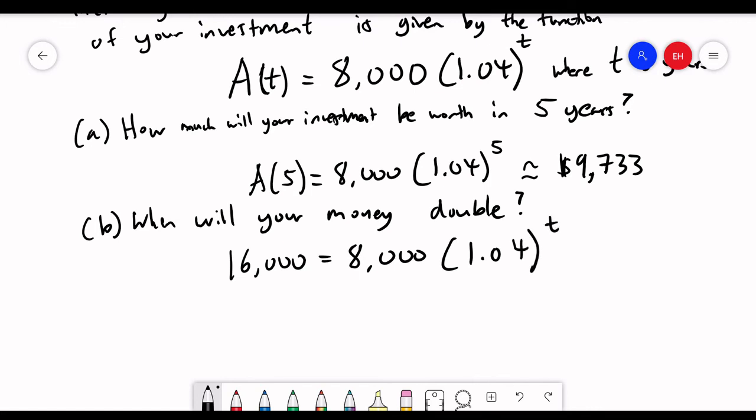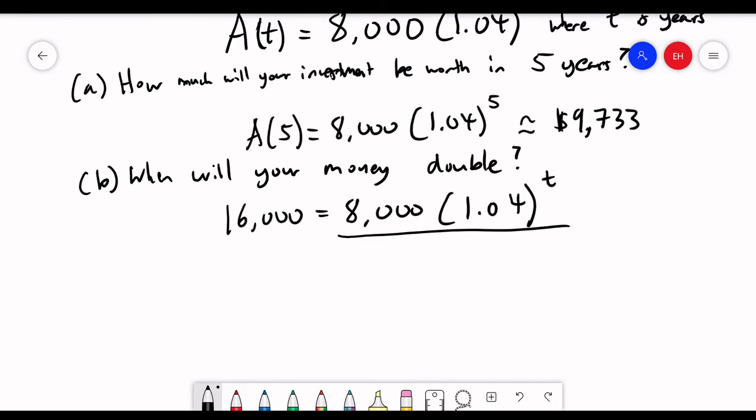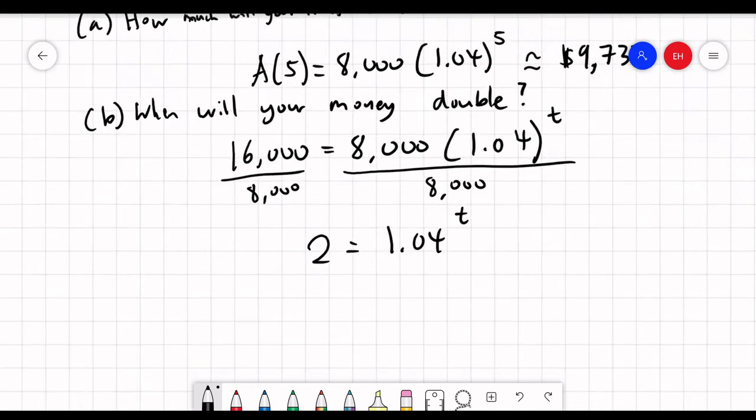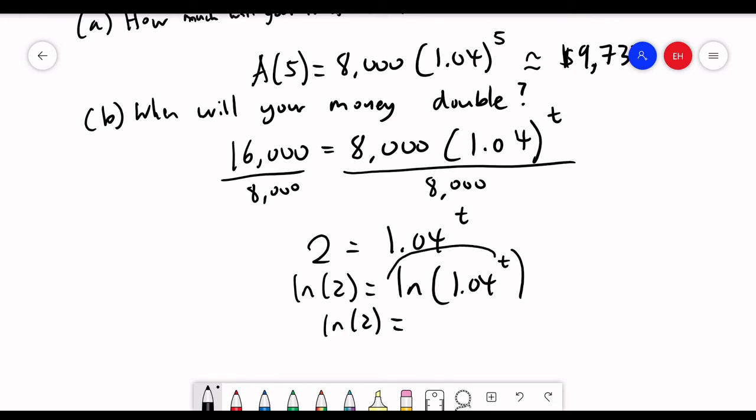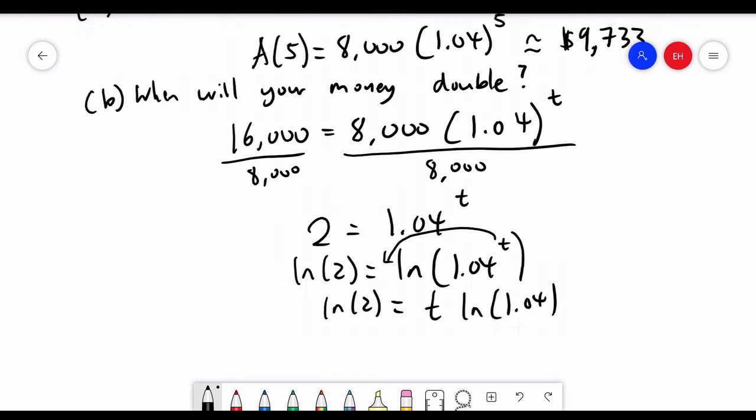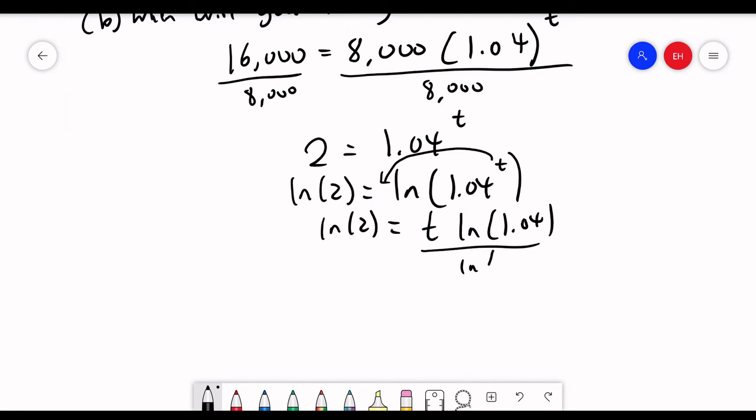Now you could just graph this to find the solution, but if you don't have Desmos with you, you can still solve it using logarithms. So we'll just divide by 8,000. So we get 2 equals 1.04 to the power of t. And we'll just use the really handy power of logs, which is you can take the log of either side and it's going to kick the exponent out in front and ready to be attacked and solved for. Just need to divide by my ln of 1.04.